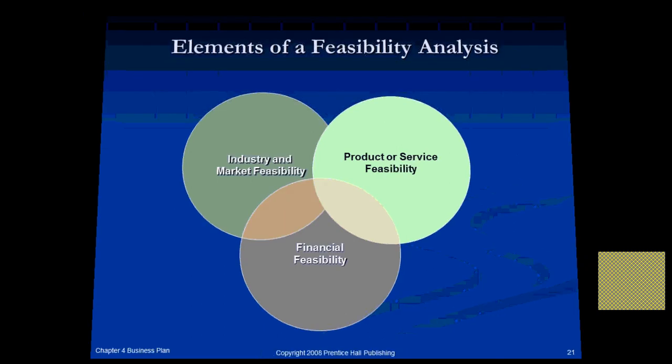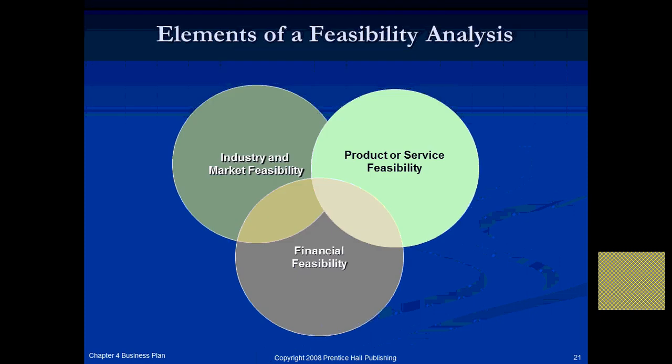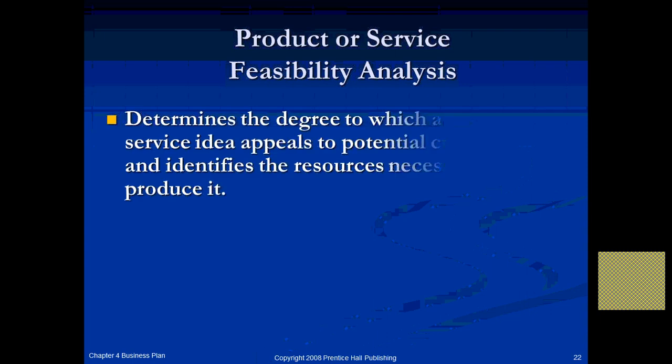Alright, so when we look at the second element, the product or service feasibility analysis, what does this entail? A product or service feasibility analysis determines the degree to which a product or service idea appeals to potential customers and identifies the resources necessary to produce the product or provide the service. Because remember, we don't only have to do a product, we can do a service. Let me just bring this up for you.